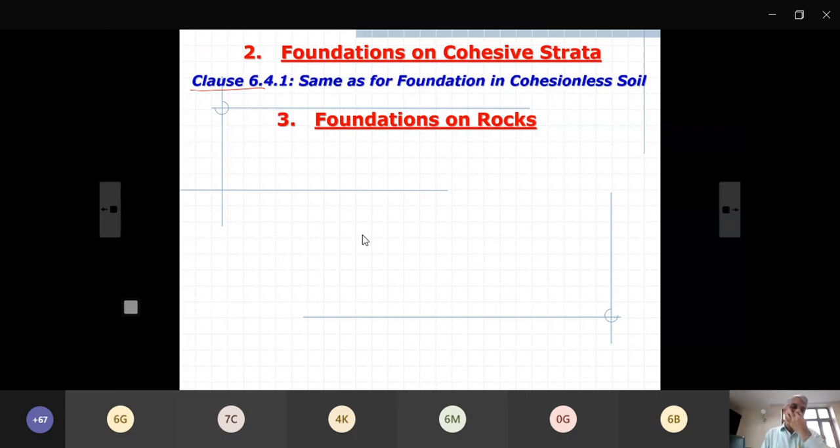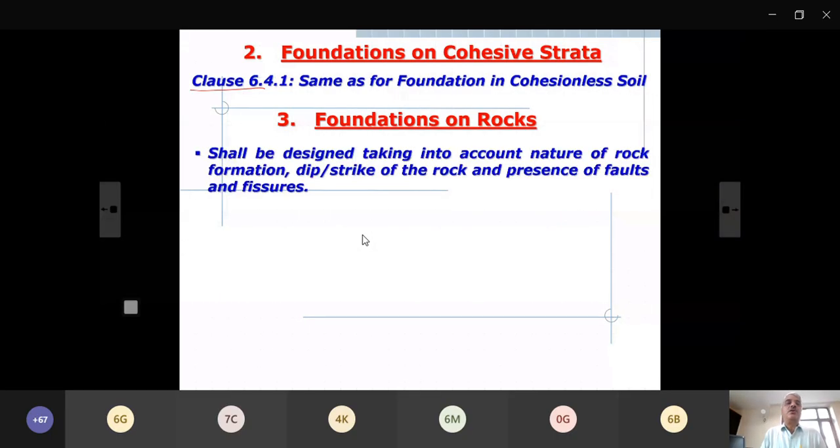When you are using this for building foundations, please refer to the relevant IS code. And if there is some difference between IS code and substructure code, then provisions of IS code will prevail and not the substructure code. So be very clear. What we are talking is foundations in terms of bridges. So now foundation on rock, what is to be done?